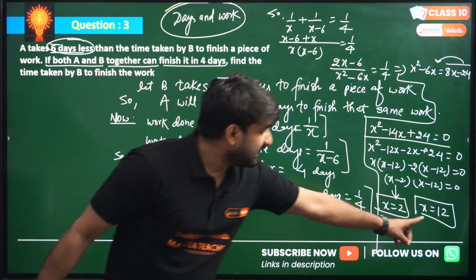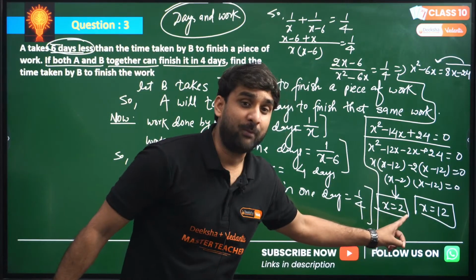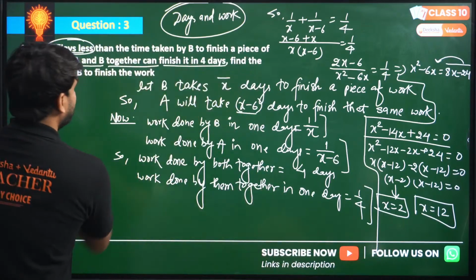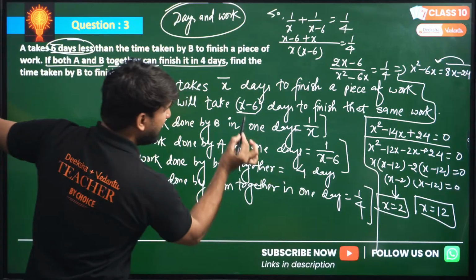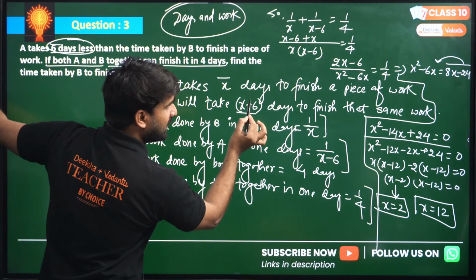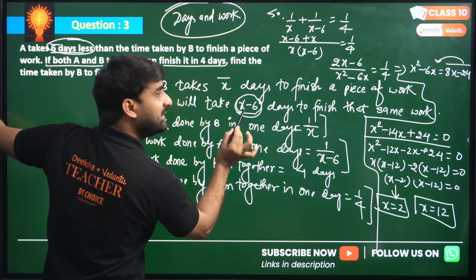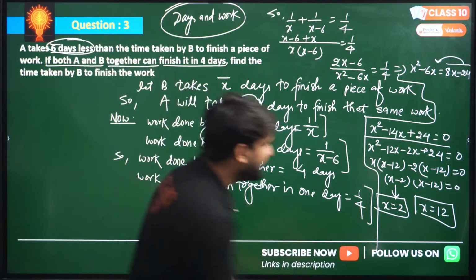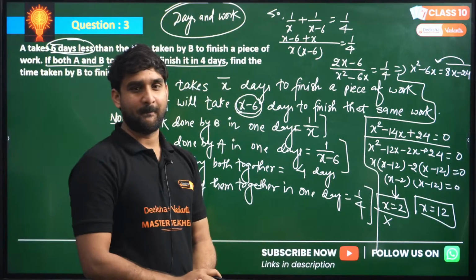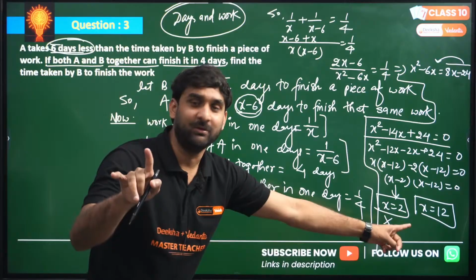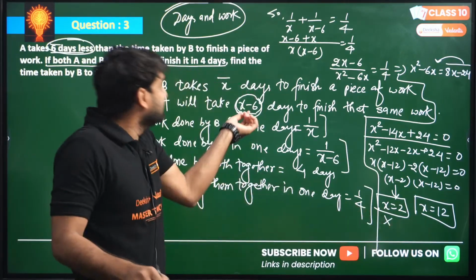So x equals 2, x equals 12. We have to approve any one answer from these two. Okay, so let's check. My dear kids, here is x minus 6, so x cannot be smaller than 6. So x equals 2 will be disapproved. Which value will be approved? X equals 12, because 12 is greater than 6.